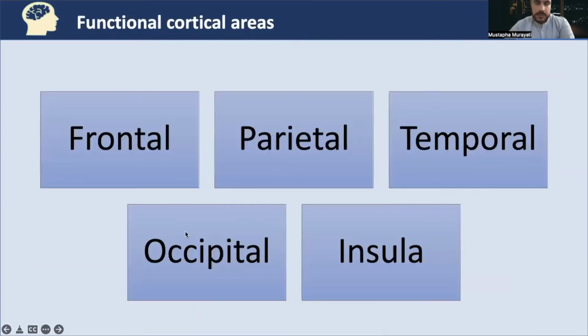And we will take each lobe by its own and talk about the functional areas of them. Starting from the frontal lobe, then we will talk about the parietal lobe, then temporal lobe, after that the occipital, and finally the insula.